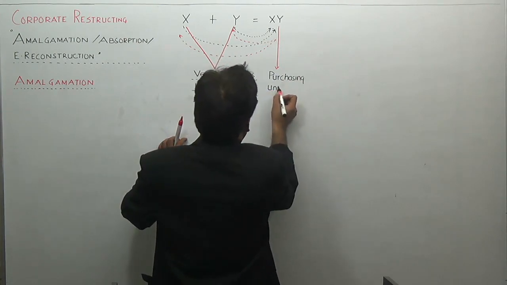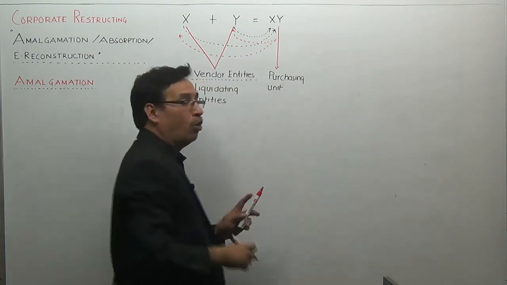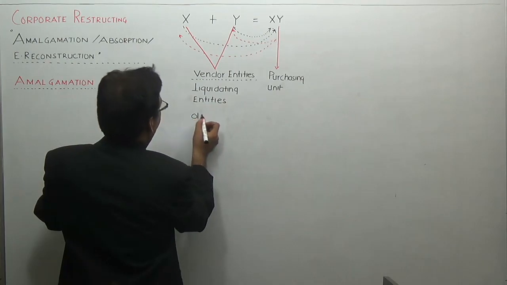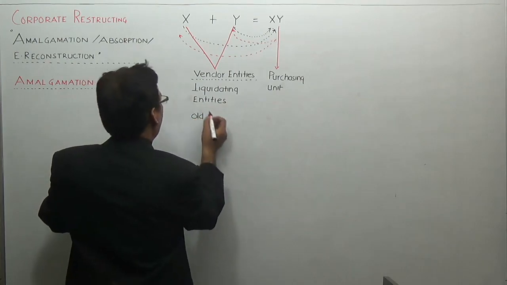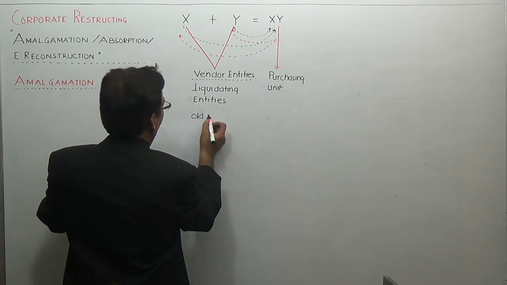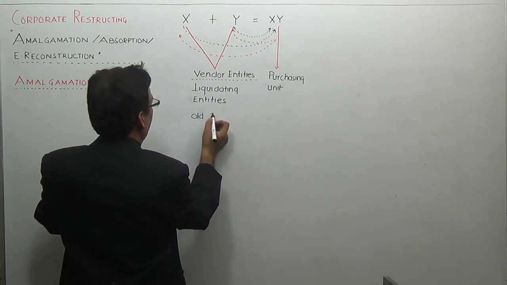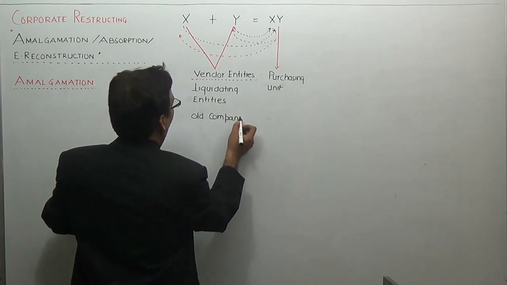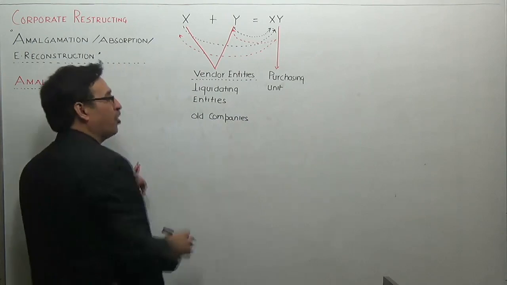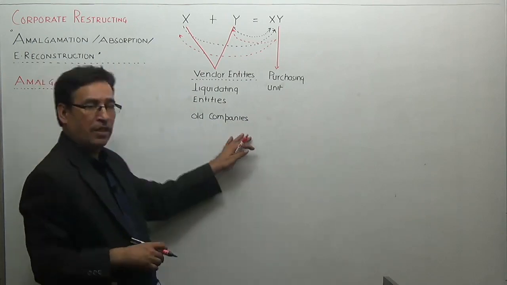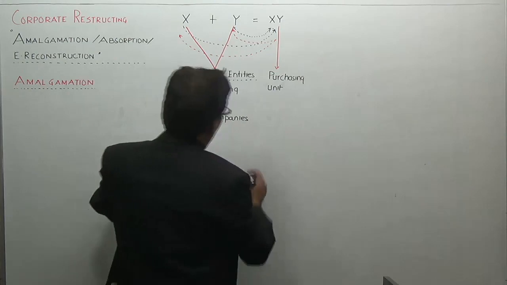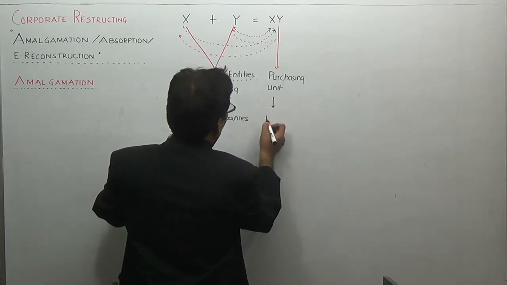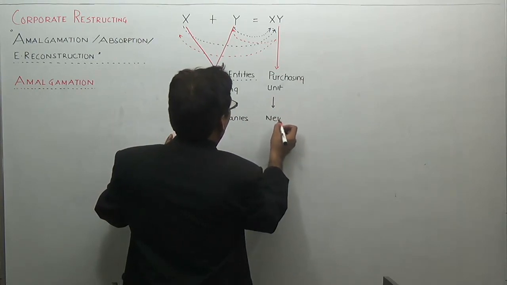Sometime during my discussion, if I say old companies, you should immediately interpret it as referring to vendor entities, or what we call liquidating entities. For simplicity's sake, I may say old companies, although it is not a very sound term. Similarly, purchasing unit I may refer to as new firm. Is it clear to you?